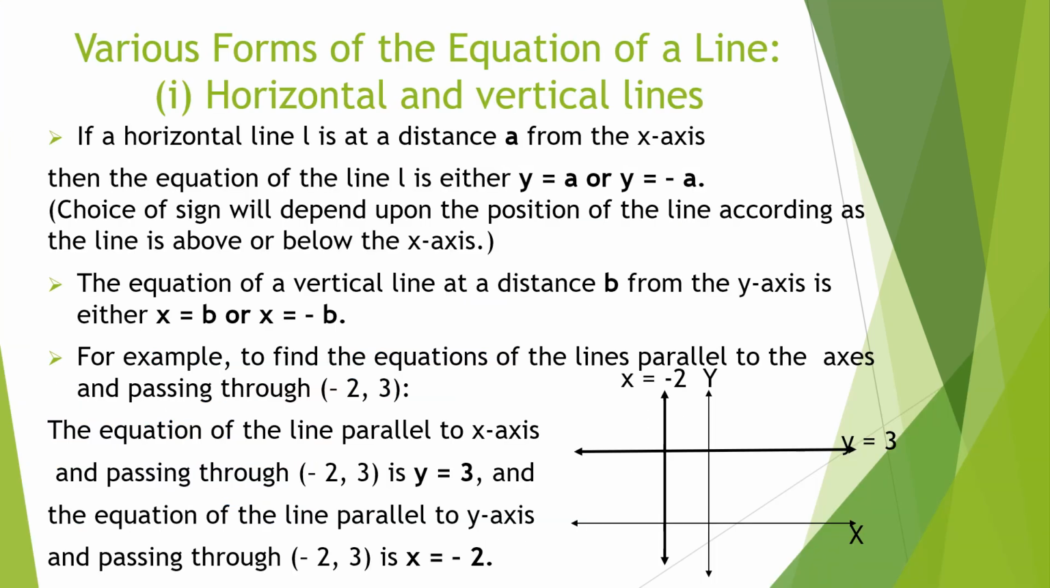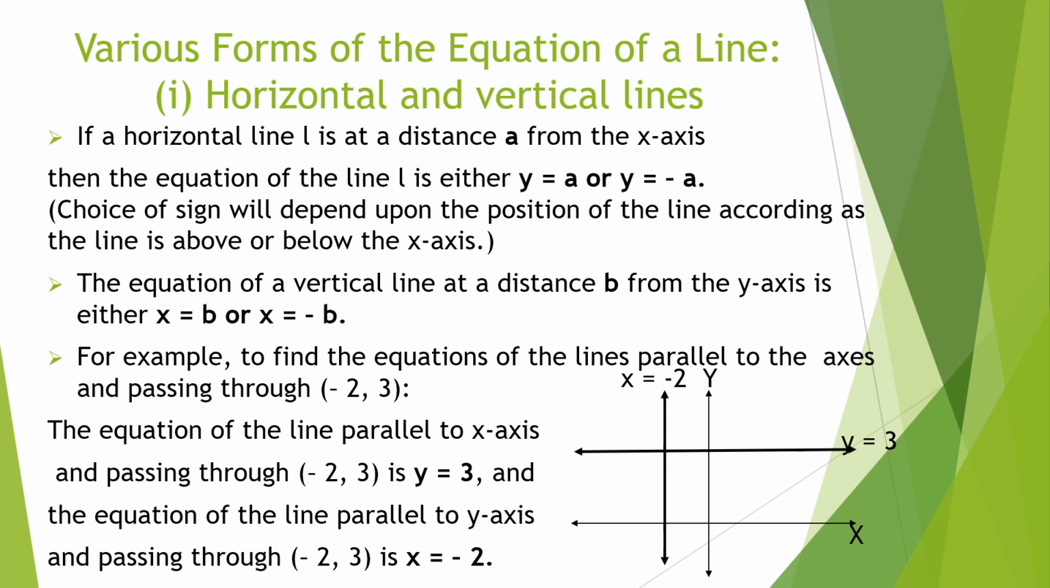We are discussing the various forms of the equation of a line. First is the horizontal and the vertical lines. If a horizontal line L is at a distance of a units from the x-axis, then the equation of the line is either y is equal to a or y is equal to minus a. Choice of sign will depend upon the position of the line accordingly as the line is above or below the x-axis. Similarly, the equation of a vertical line at a distance b units from the y-axis is either x is equal to b or x is equal to minus b.